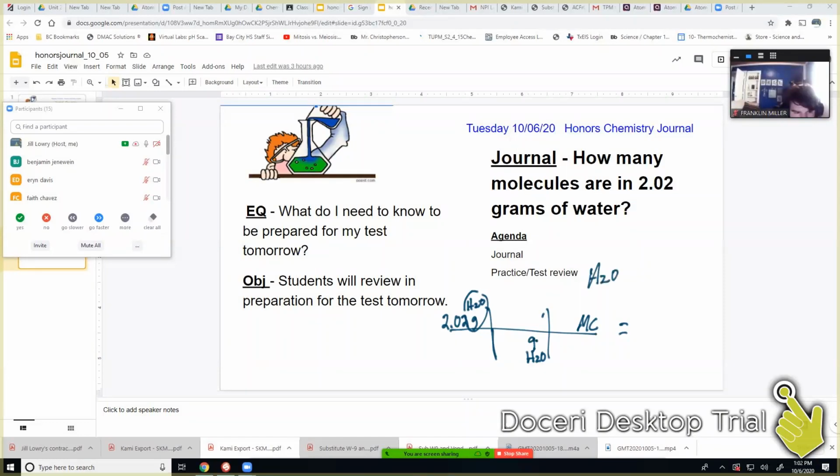Since this is a compound, I would have to take the 16 for oxygen. And then hydrogen is 1.01, but I have 2 of them, so that would be 2.02. So that would give me 18.02 grams per 1 mole. And then I would continue on. If I'm moles here, I have to be moles down here. We see molecules, which is one of our particles, so that's where my Avogadro's number is going to go. 6.022 times 10 to the 23rd per 1 mole.